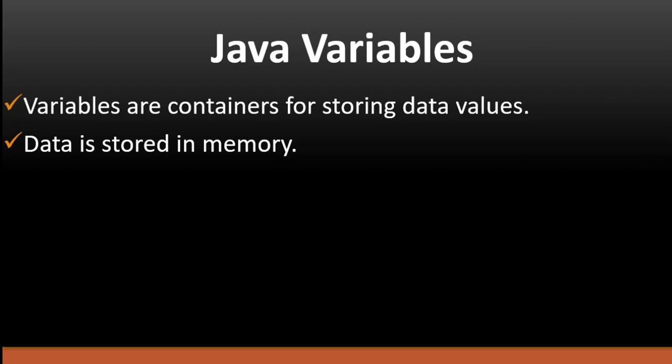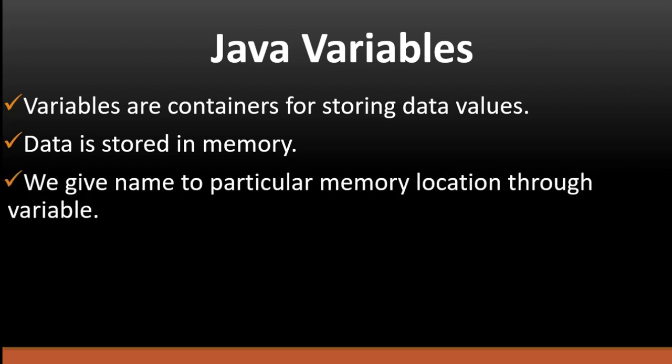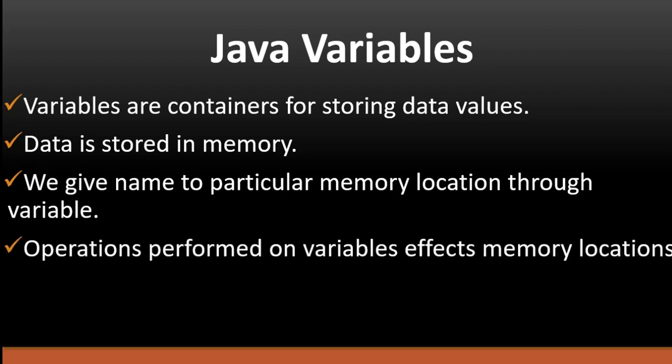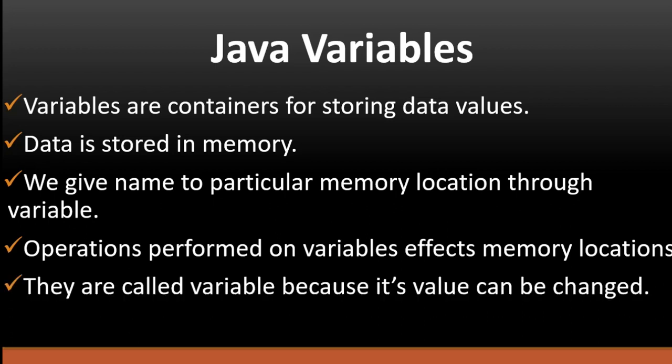Variables or data are stored in memory. We give a name to a memory location. If you want to access your data or if you want to store data, you need to have access to a memory location, and that can be done through variables. We can perform operations on a variable, and whatever operation we perform on a variable affects the memory location. They are called variables because we can change their value at runtime or during programming.